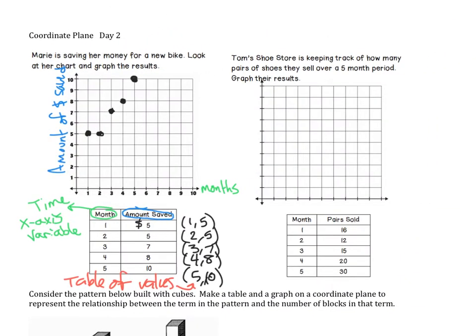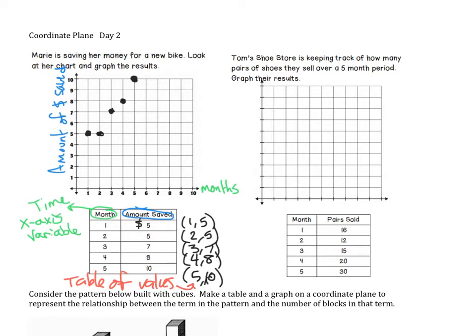Now let's look at another example. It says Tom's shoe store is keeping track of how many pairs of shoes they sell over a 5-month period. Graph their results. What I really want to get you guys to be able to do is create a coordinate plane on your own that helps describe information. So you can see here that we have a table, but our coordinate plane is missing a lot of things.